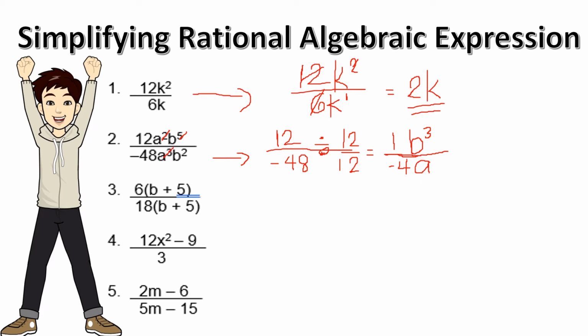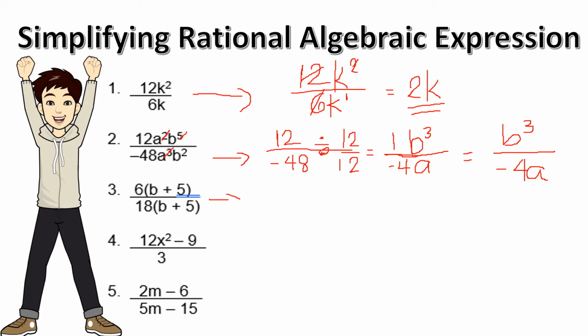So let's have our final answer for number 2. 1b cubed, simply b cubed na lang siya. Hindi na natin kailangan isulat ang 1 over negative 4a. So this would be the simplest form of our given number 2.